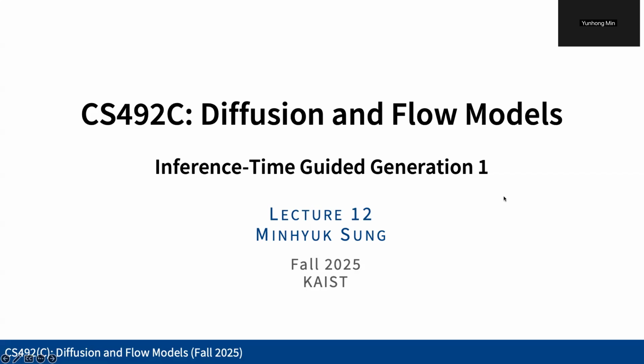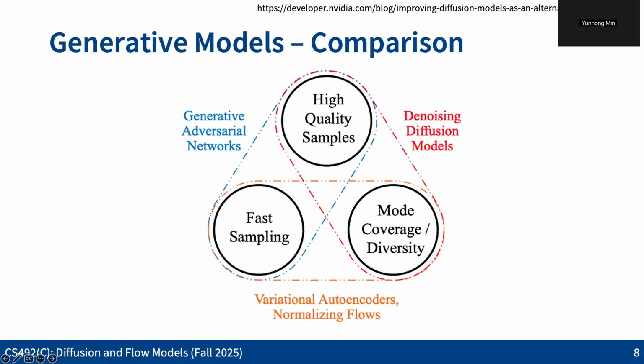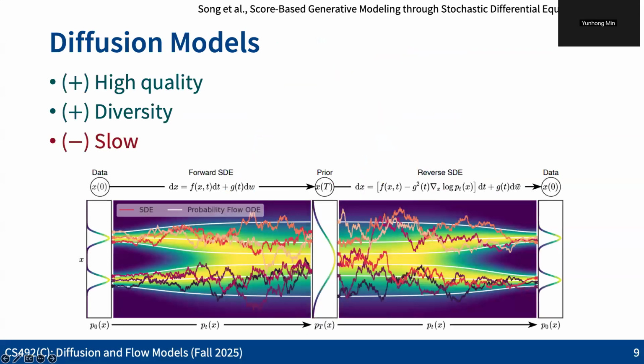This is the slide we have seen multiple times, right? The advantage of the diffusion model is that it achieves better quality without losing diversity, right? But the downside of the diffusion model was the slow speed because of the iterative process.